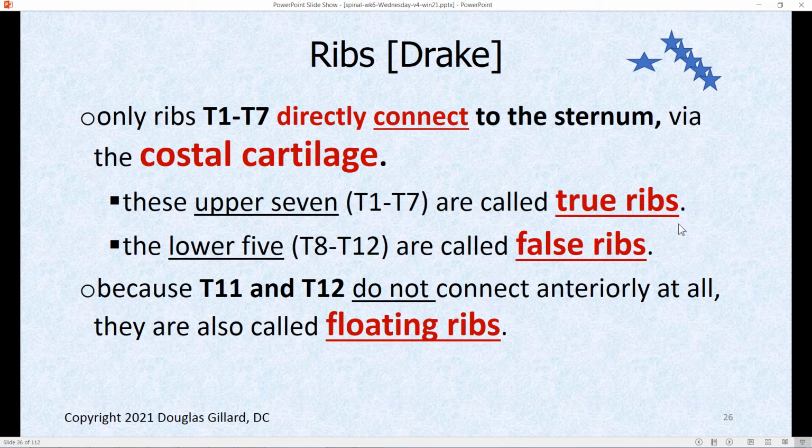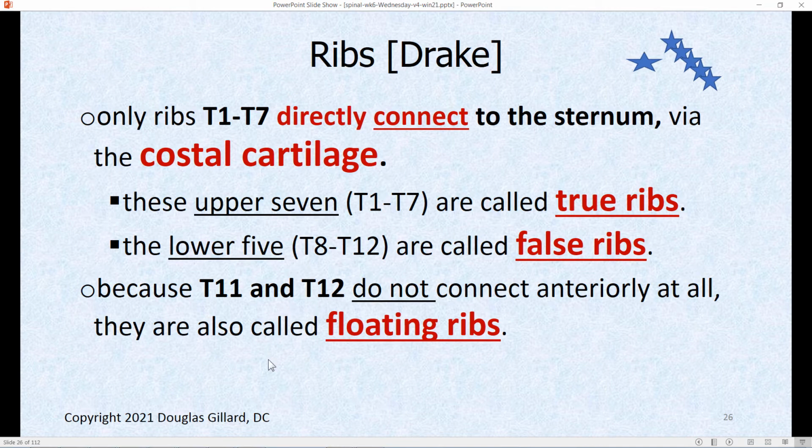So the 5 lower ones, 8, 9, 10, 11, 12, those are called false ribs according to Drake. Cramer's a little off on this one, but we'll go with Drake because he's been around forever. So those are false ribs because they don't articulate directly into the sternum. That's what false ribs are. Now ribs 11 and 12 don't even join any type of costal cartilage. They have no costal cartilage, so there's no connection to the sternum. We'll see here in a minute that ribs 8 through 12 connect to the costal cartilage kind of indirectly. So ribs 8 through 10 still have a connection with the sternum, but it's indirect. But that's not true with 11 and 12.